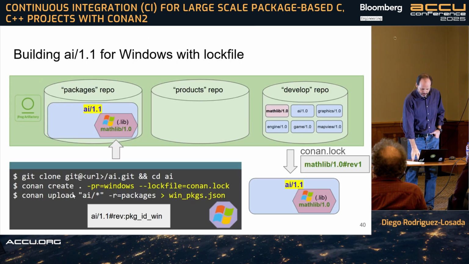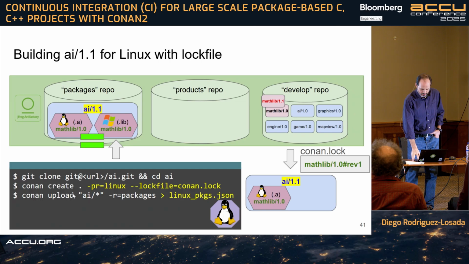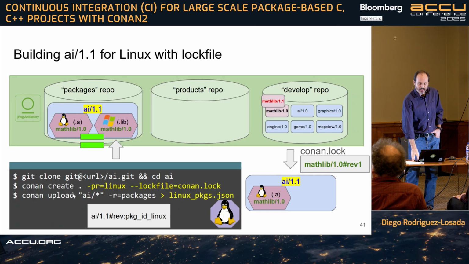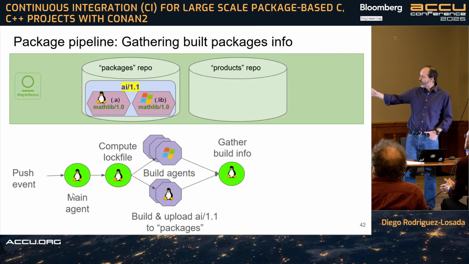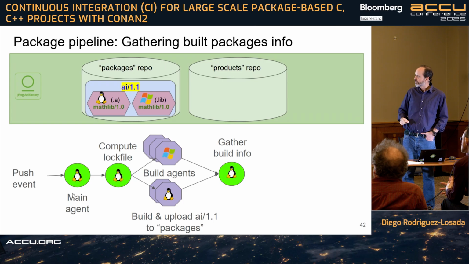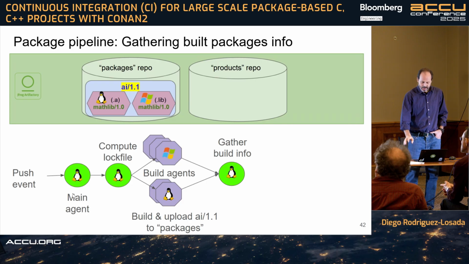Okay, so we were here. That's what we wanted. And we also created the package manifest for the Linux job. So we are here, we are now happy. We created the AI 1.1 package with the 2 binaries that have matching dependencies versions, right? Now we want to collect the information of everything that has been built.